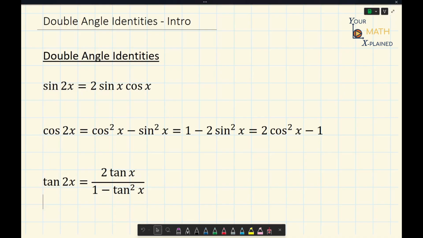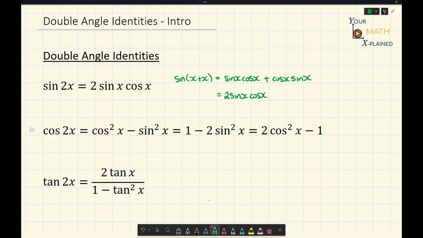We have the 3 main ones listed on the screen here, and they are sine 2x, cos 2x, and tangent 2x. So we're going to take a quick look at how they're derived, because all of them can be derived using the sum and difference identities. For example, sine 2x is just sine of x plus x. Then using our sum and difference identity, this is equal to sine x cos x plus cos x sine x. Since these two terms are identical, we can combine them into one, and this becomes 2 times sine x cos x.